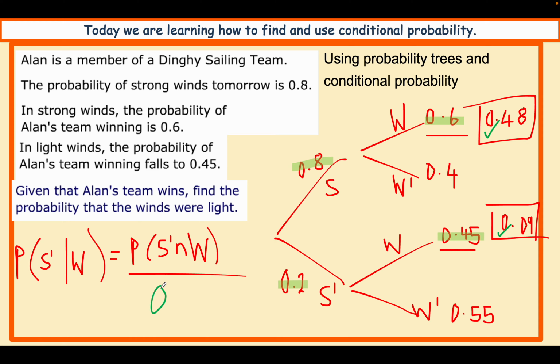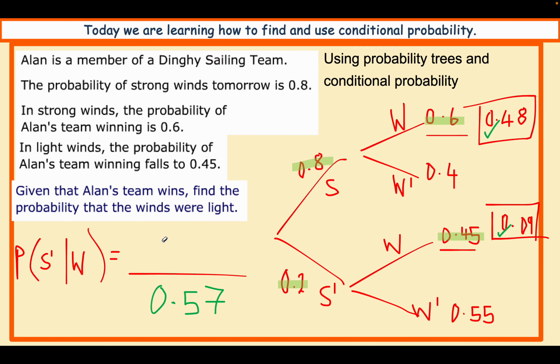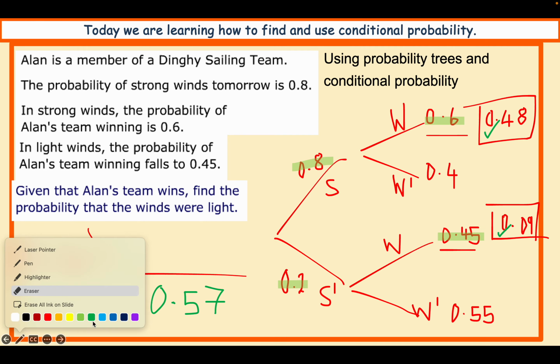0.57, so that's the probability of winning overall, because it's a dependent event. And then the probability of it being not strong and then winning, we've already worked out. That's the numerator of 0.09. So we would write that on the top.